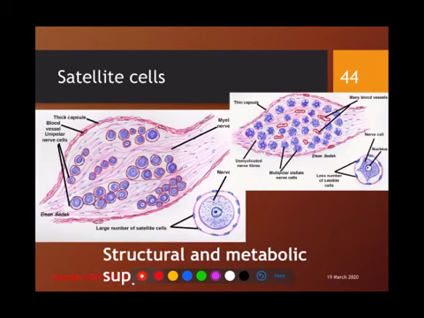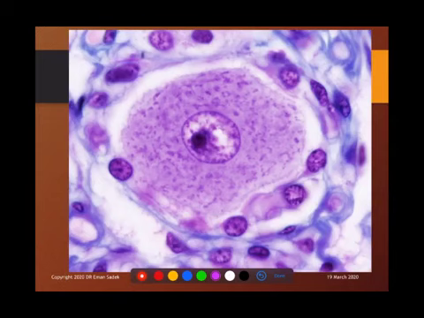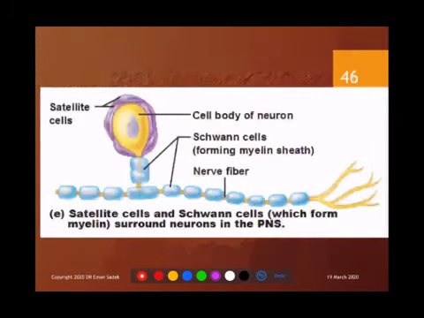Now also we have the satellite cells which are present around the cell bodies in the ganglia, either the spinal ganglia or the sympathetic ganglia. Here they are large in number and continuous, but here they are smaller in number and interrupted by the dendrites of the multipolar stellate cells in the sympathetic ganglia. Here is a very nice picture for these satellite cells. These are the nuclei of the satellite cells surrounding the cell body present in the spinal ganglia. This picture is very nice because you can see here the satellite cells surrounding the cell, and the Schwann cell surrounding the axon in the peripheral nervous system. So these are the two types present in the peripheral nervous system: satellite cells and Schwann cells, which form the myelin surrounding the neurons in the peripheral nervous system.